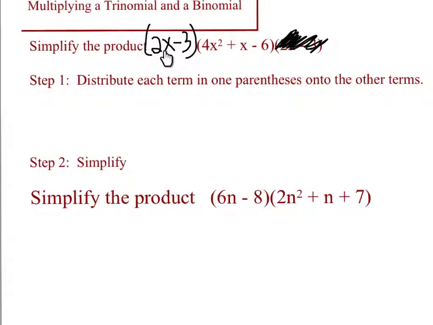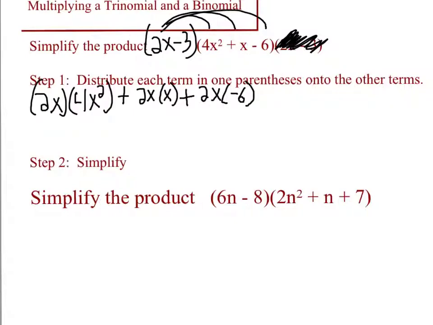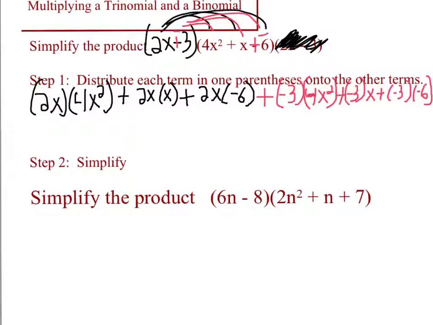So I'm going to take this 2x and I'm going to multiply it to this, and to this, and to this. Here's what it looks like. Next, after I multiplied 2x to each one of these, I'm going to take the negative 3, it's important to do keep, change, change, and I'm going to multiply negative 3 to each term in the trinomial. Remember to do keep, change, change here. Negative 3 multiplied to each one of these looks like this.